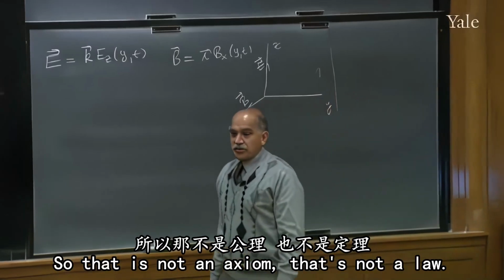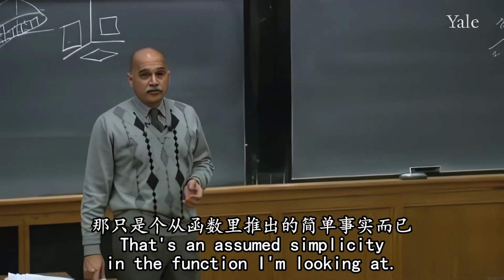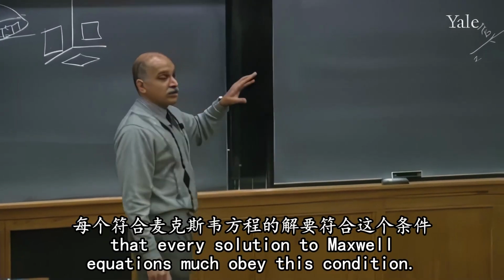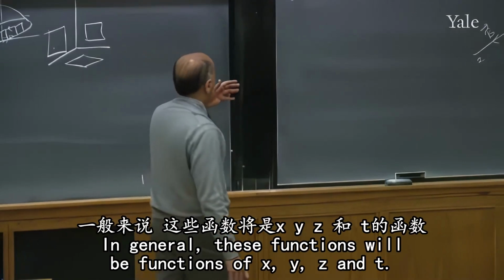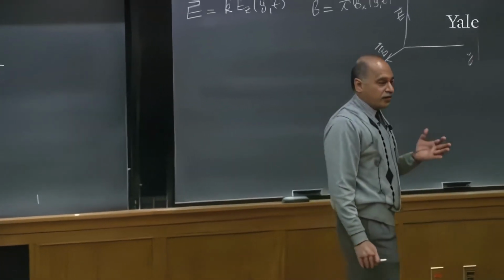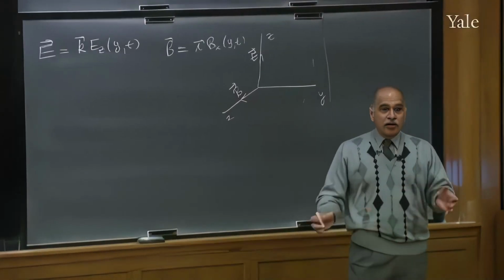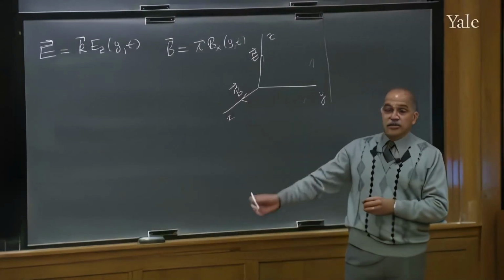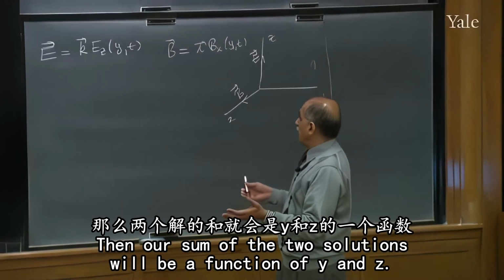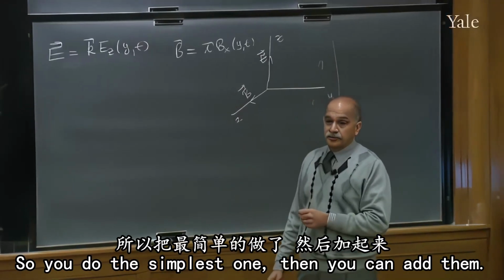So that is not an axiom. That's not a law. That's an assumed simplicity in the function I'm looking at. There's no theorem that says that every solution to Maxwell equations must obey this condition. In general, these functions will be functions of x, y, z, and t. The trick will be superposition. If I can get a solution that depends only on y and t, and you can get a solution that depends on z and t, I can add them up and they will still be a solution because the wave equation is linear. You can add solutions. Then the sum of the two solutions will be a function of y and z. And you can bring in the x and so on. So you do the simplest one, then you can add them.